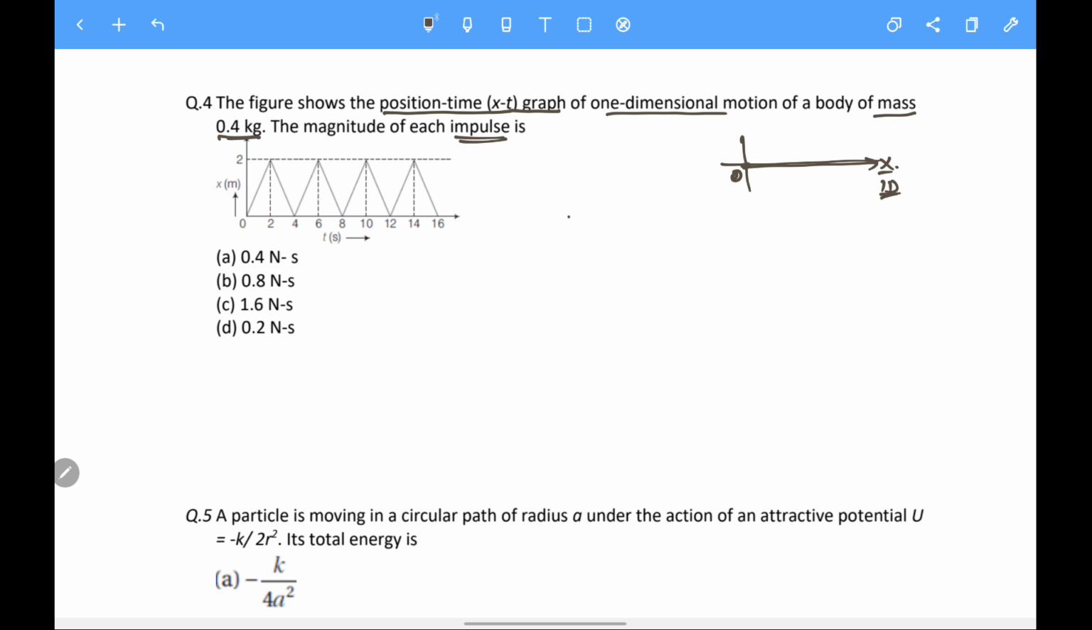We have already discussed that impulse is defined as the product of force and the duration for which this force acts. And by definition, it is equal to the delta p, that is the change in momentum. Meaning, impulse is equal to the change in momentum. So using this relation, we have to find the change in momentum that will be equal to the impulse. And change in momentum is P1 minus P2.